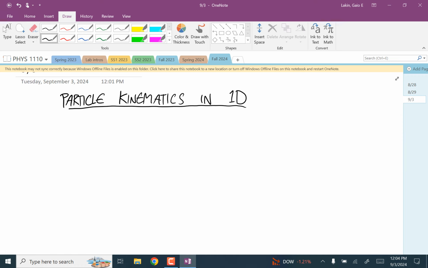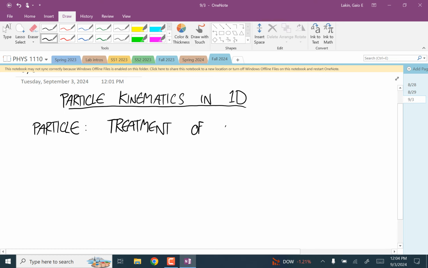Okay. So particle. I think people tend to think of a particle as something very small, and particle physics does deal with very small things. But in order to understand the stuff we're going to do for the next several weeks, you need to understand that really anything can be treated like a particle. A particle is just a mathematical treatment of an object.